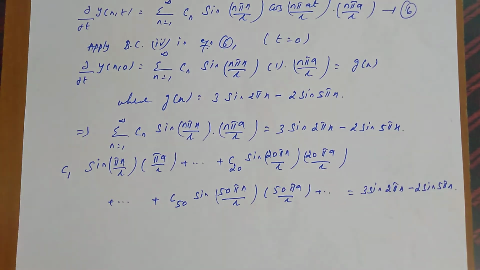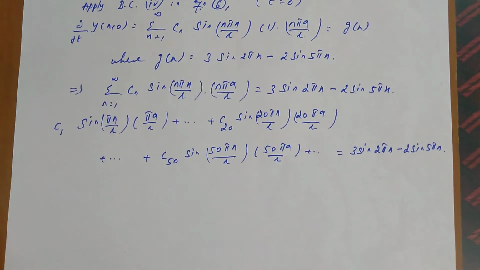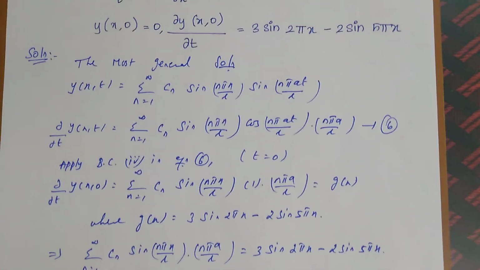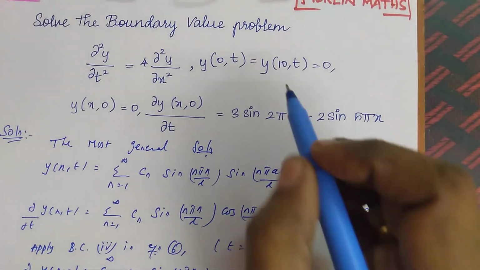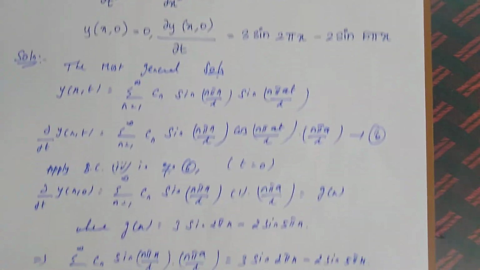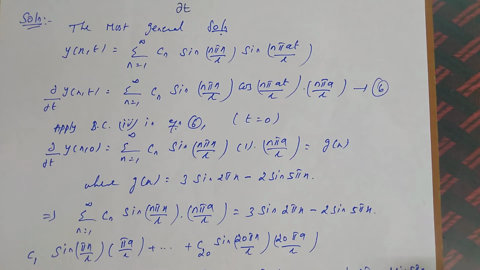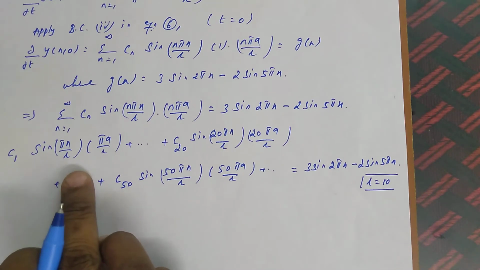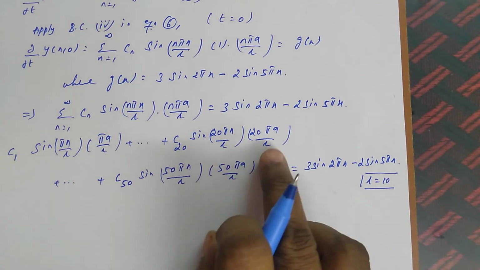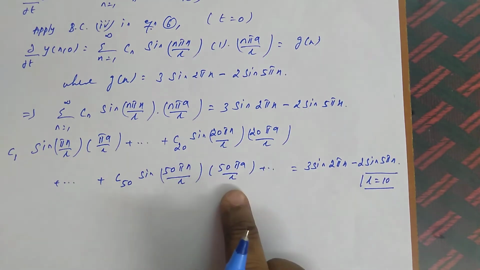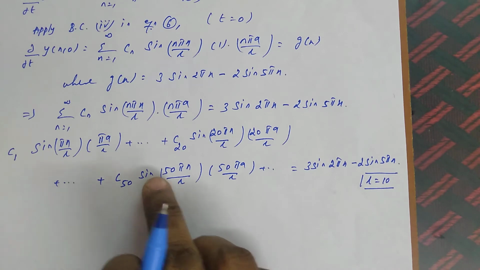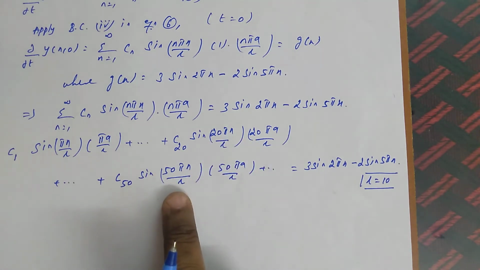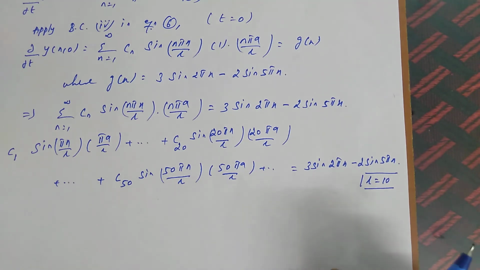You know why we are giving the values like this? Here we know very well that in the boundary condition it's given in the question, y of 10 comma t, that means L is equal to 10. So when you are substituting L is equal to 10 here, we can get 10 here and also 10 here, and here also 10. So we can cancel this, then only we can get 2 pi x here and 5 pi x here. Then only we can equate the like terms on both sides.